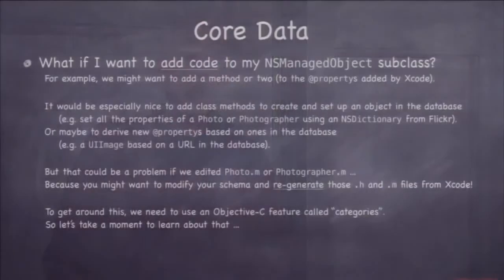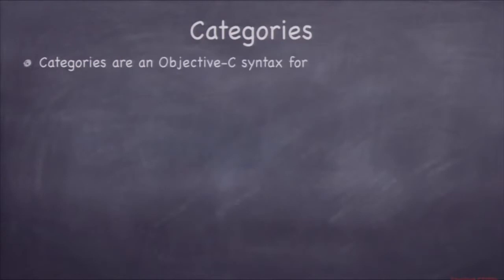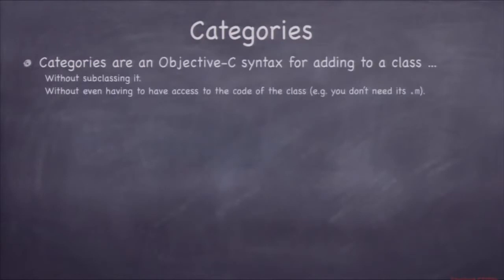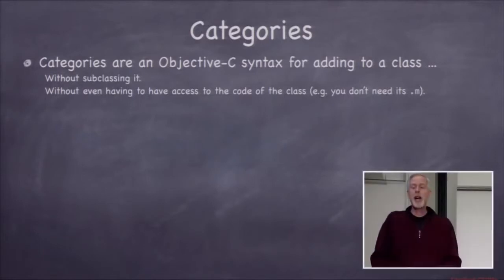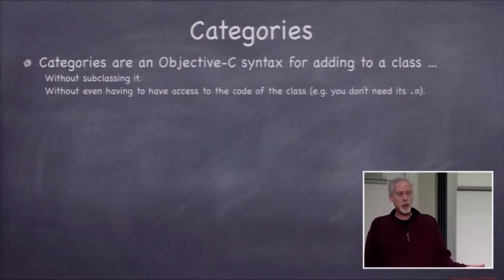All right, so what are we going to do then? Because we want to add methods to Photo.m and .h, and we want to add methods to Photographer.m and .h, but we don't want to have to touch those files. Well, we're going to use a new Objective-C language feature, the last one I'm going to teach you. I think you know them all after this, called categories. Categories let you add a method to a class without subclassing. And you don't even have to have the source for that class that you're adding the method to.